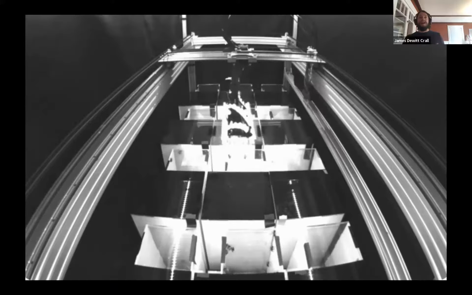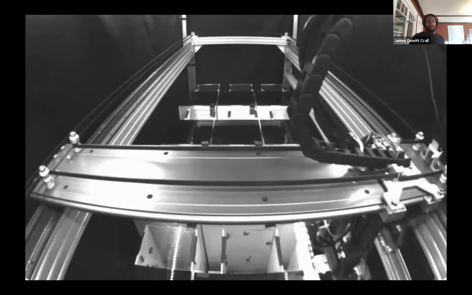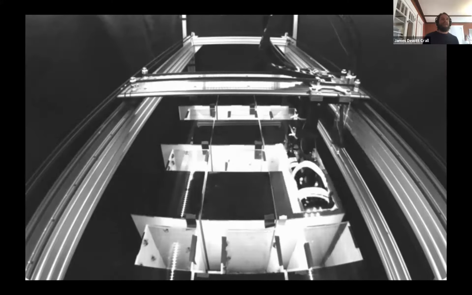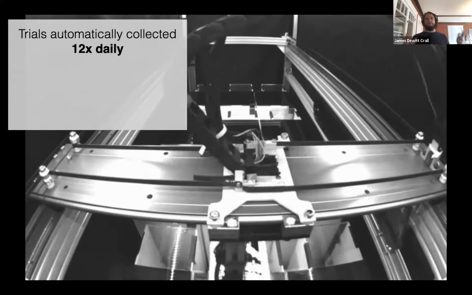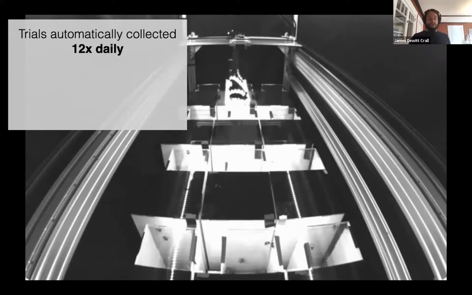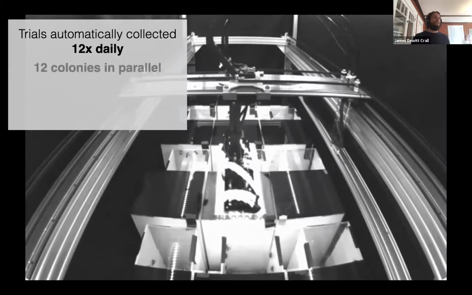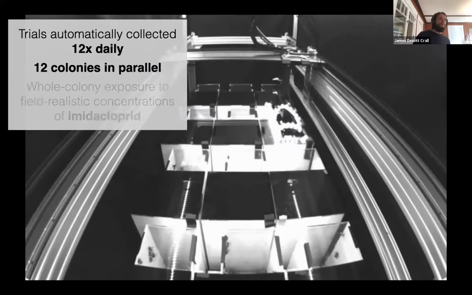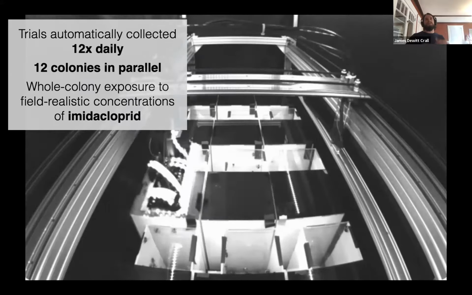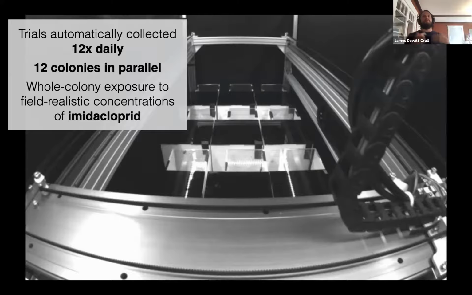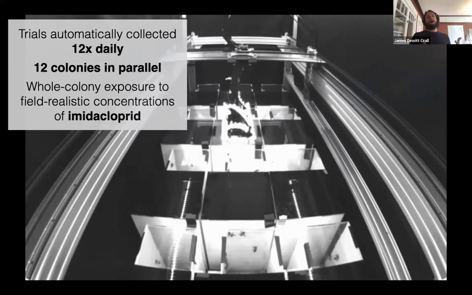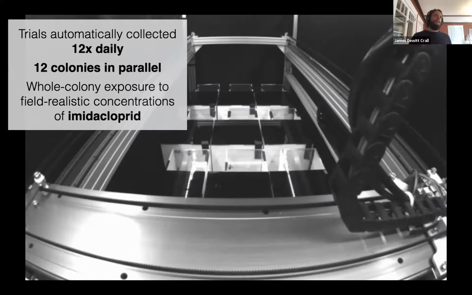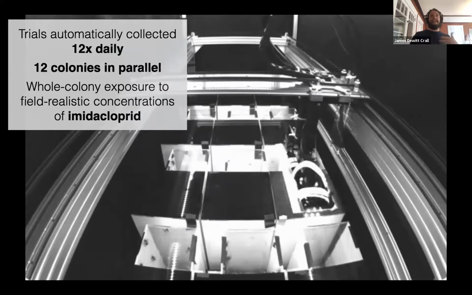And this is now just a time lapse of that system. So we let this go continuously. We get about 12 trials a day for each colony, these quick 5-minute trials. We can monitor 12 colonies in parallel. And this then gets us up to the level of replication where we can start doing whole colony replicates as our paradigm.